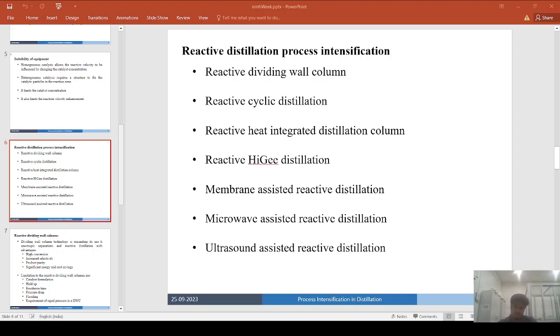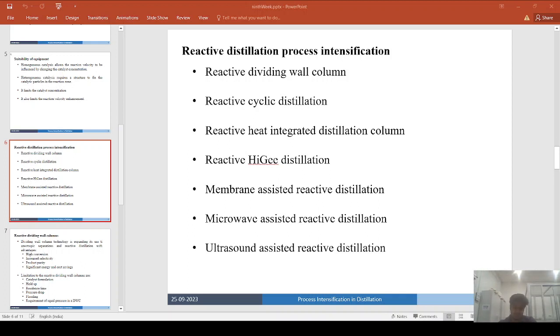So another one is the microwave assisted reactive distillation. Again, in the previous few lectures we have seen how microwaves can be used to perform process intensification. Now even better if you can combine those microwaves in the reactive distillation setup, so that you can perform this separation via not only just distillation but also via microwave.